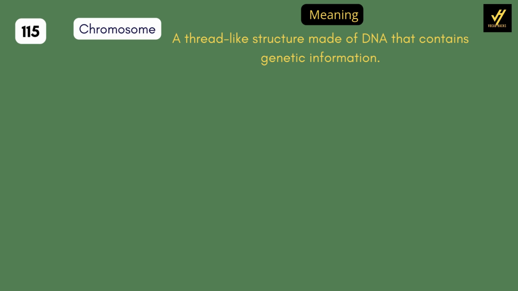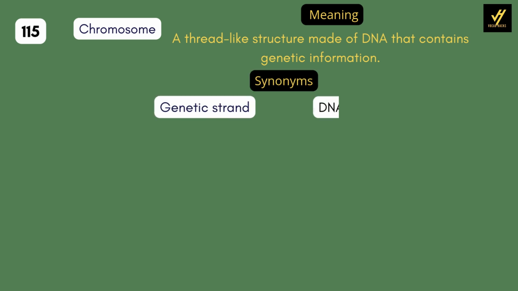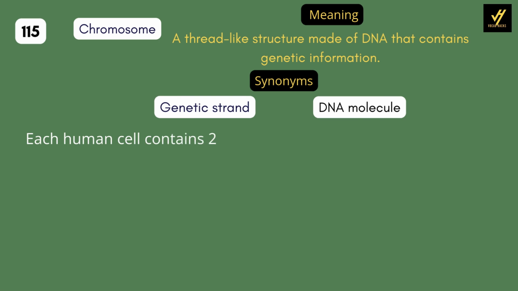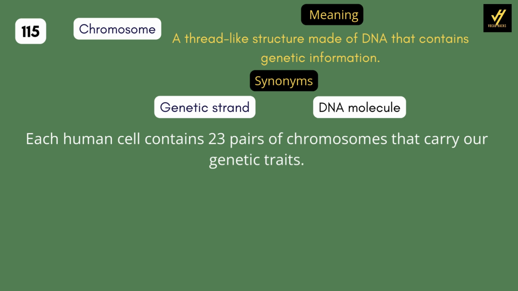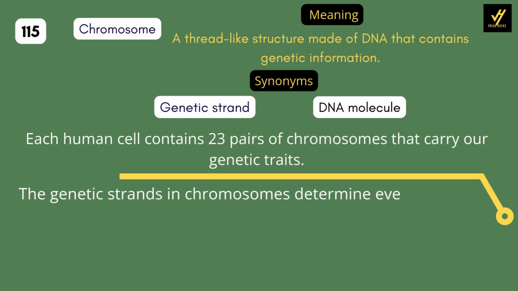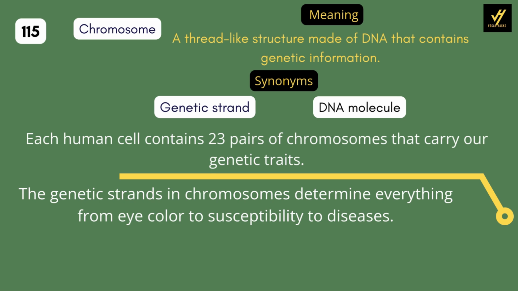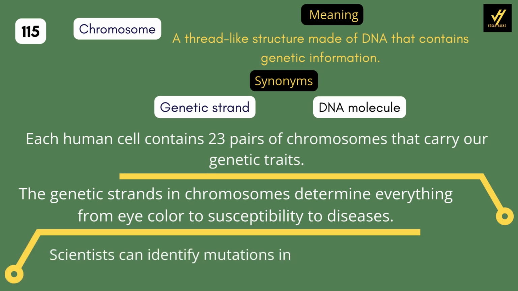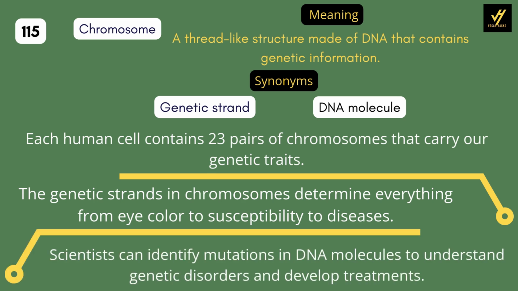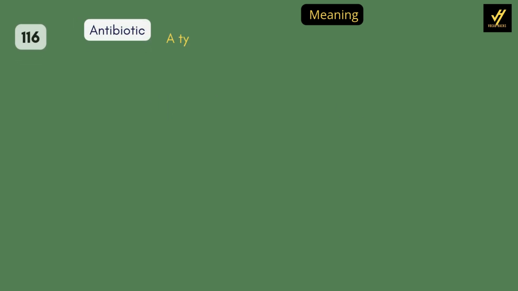Chromosome, a thread-like structure made of DNA that contains genetic information. Genetic strand, DNA molecule. Each human cell contains 23 pairs of chromosomes that carry our genetic traits. The genetic strands in chromosomes determine everything from eye color to susceptibility to diseases. Scientists can identify mutations in DNA molecules to understand genetic disorders and develop treatments.